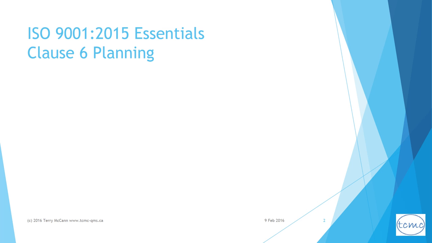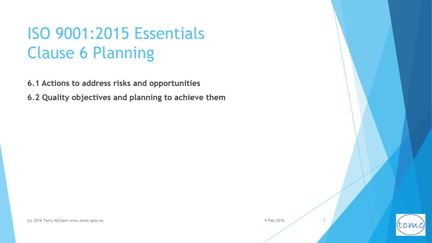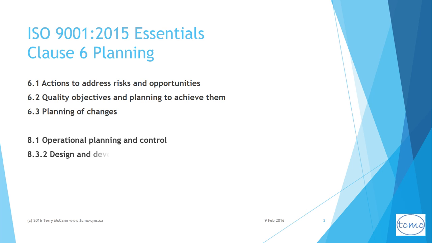Clause 6, planning. This is the first of three clauses or subclauses dealing with planning. 6.1, 6.2 and 6.3 deal with planning from a higher level structural perspective, considering risk-based thinking, quality objectives and changes to the QMS. In 8.1, the standard will consider operational planning, mainly with operational processes in mind. In 8.3.2, the standard gets into the nitty-gritty of design and development planning requirements.